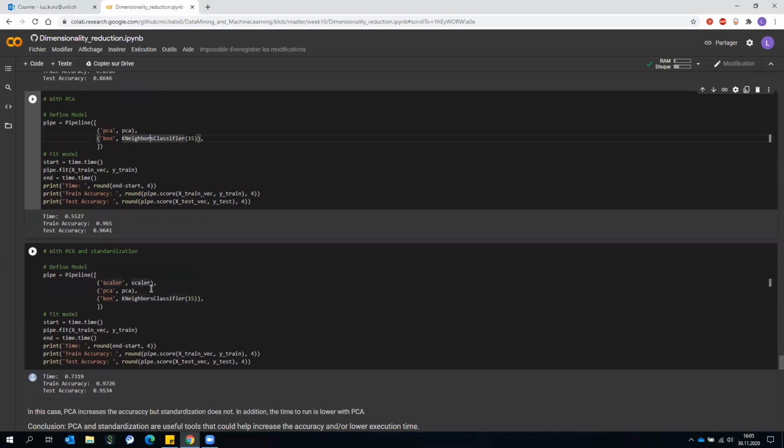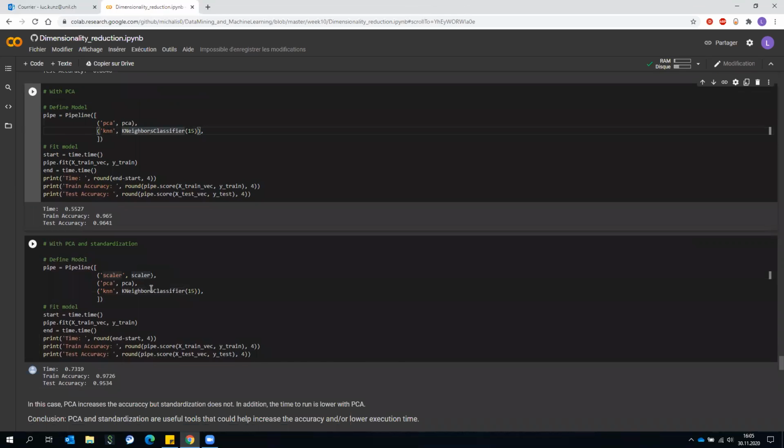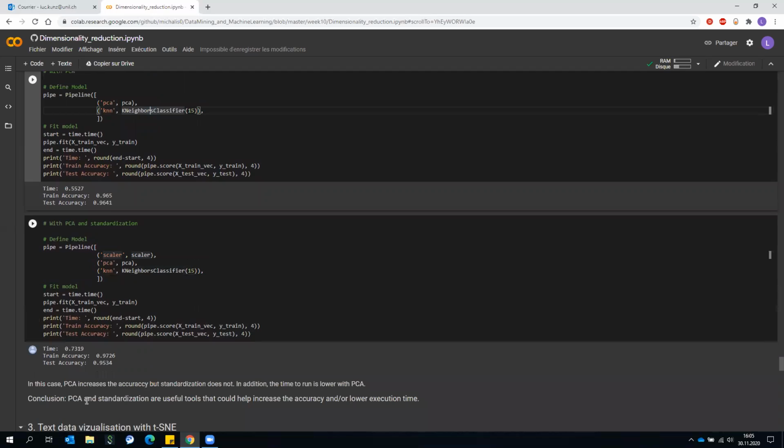And finally, the conclusion to be drawn from this is that PCA and standardization, and also other dimension reduction techniques, are useful tools that could help increase the accuracy and/or lower execution time. So you may want to test it in your project, for instance.